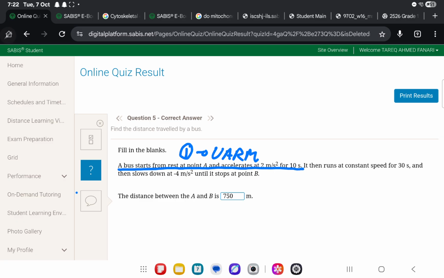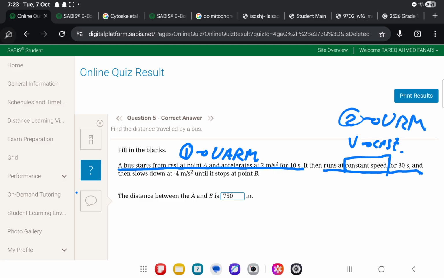Now, it then runs at a constant speed for 30 seconds. If it says constant speed, velocity is a constant. What does this mean? It means phase 2 is URM. Now, it says it slows down at negative 4 meters per second squared until it stops. That means phase 3 is also UARM. Now that we've identified our phases, we can use our equations of motion.